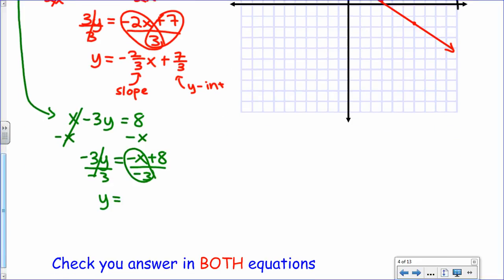So what do I get here, Austin, when I divide negative x by negative 3? Okay, but what's the number in front of x? 1. So I'm going to get 1/3 x. And the reason why I want to write it like that is so I know what my slope is. Okay, and then 8 divided by negative 3 is just going to be negative 8/3.